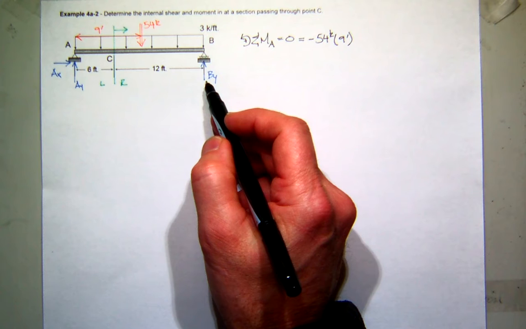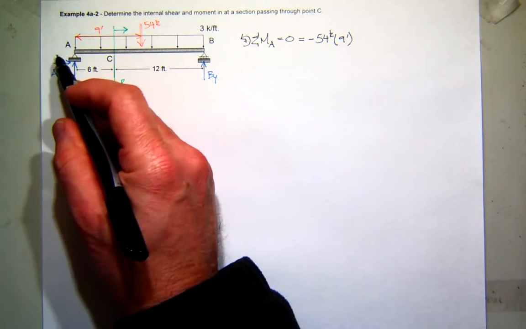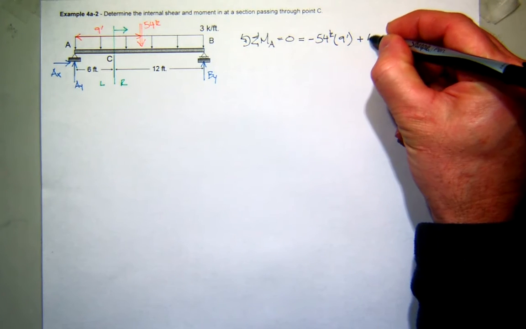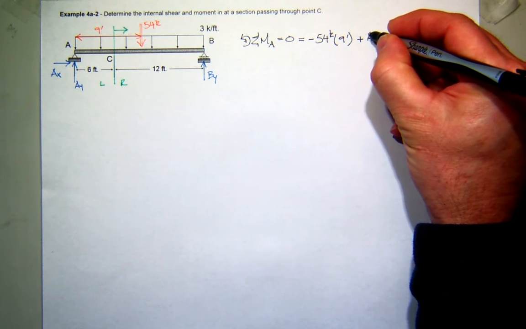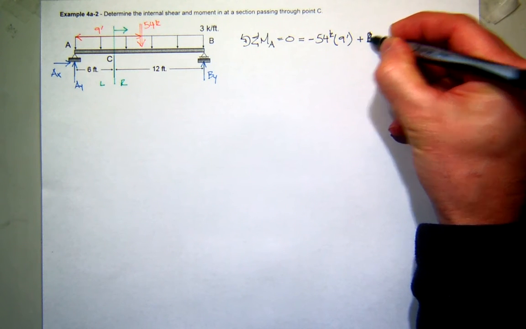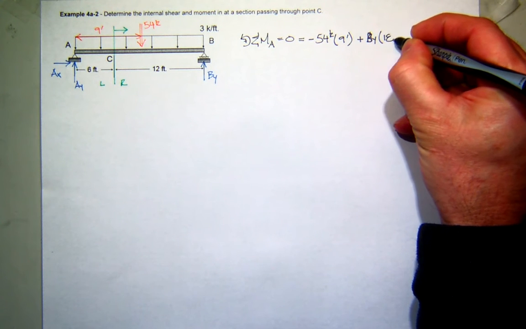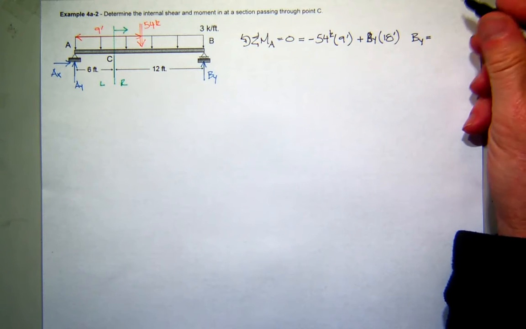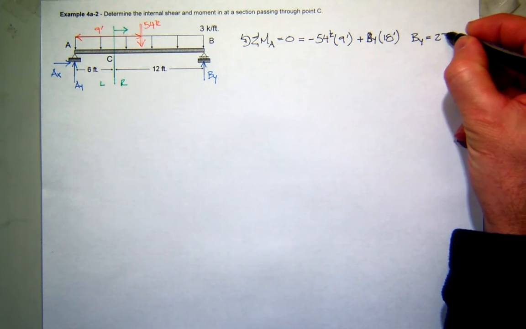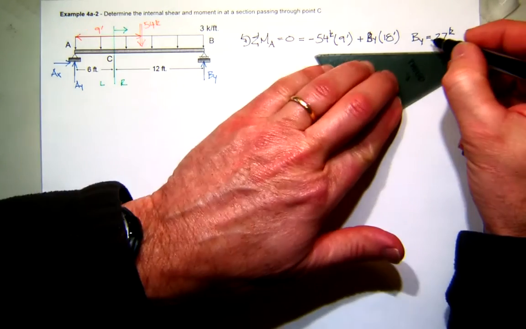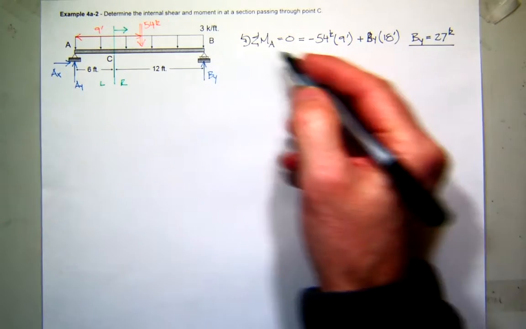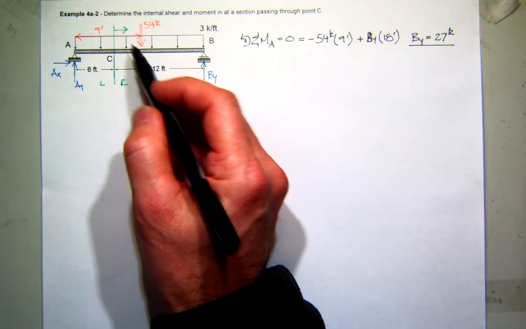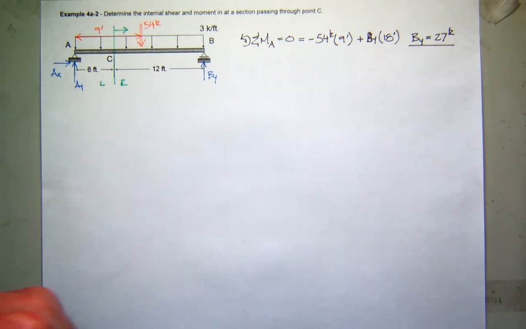Now what about the reaction? So you're going to create positive or negative moment about A? Positive. So we have positive moment with a force of BY and a moment arm of 18. So if you solve for BY, I think you get 27. That shouldn't be too surprising. It's a simply supported beam with a uniform load. Basically, half the total load goes to one side, half to the other side. So it makes sense.